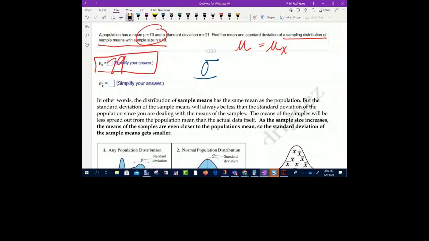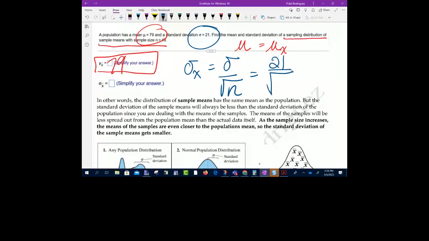What we're going to do here is, to find that standard deviation, take our previous standard deviation and divide it by the square root of n. Our previous standard deviation, they told us, was 21. And we're now going to divide that by the size of our sample, and it says right here, n is equal to 49. So I'm going to put a 49 right here.